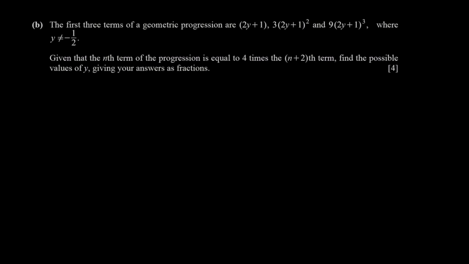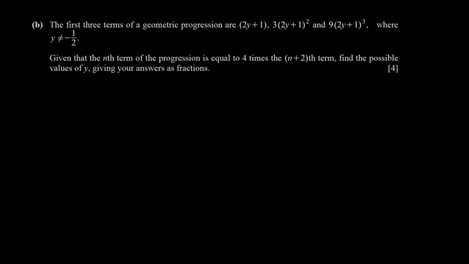Now, listen, guys, really the key to doing this is being able to interpret this sentence here and just going through it nice and slow. So what we want to do is find an expression for the nth term of the progression, and then find an expression for the n plus 2th term, and then we can set the relationship between them where the nth term is 4 times the n plus 2th. So let's try to do that.